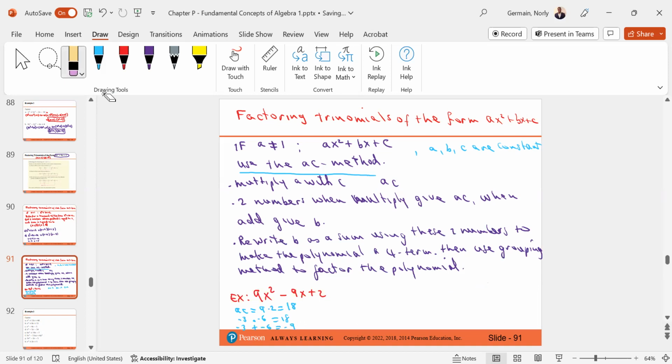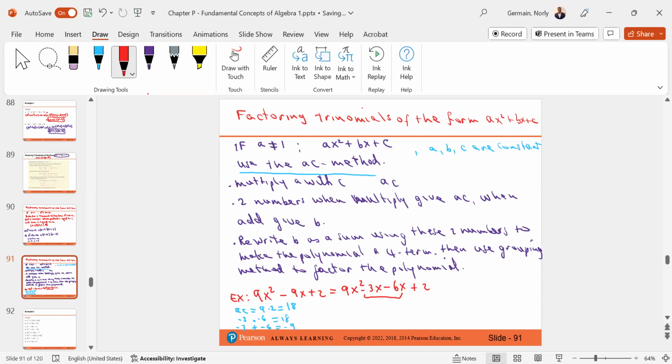Now, my next step is to rewrite the b term. So I keep my 9x squared. Now, instead of having negative 9x, I can rewrite negative 9x as negative 3x minus 6x. These terms right here still give negative 9x, plus 2, right? You see, these two terms in the middle equal negative 9x, our b term.